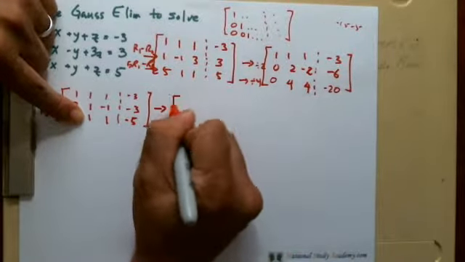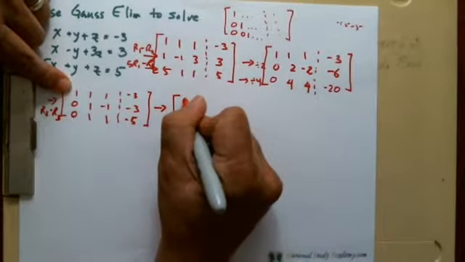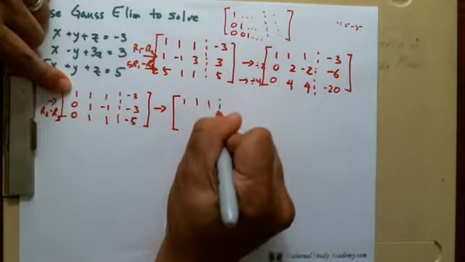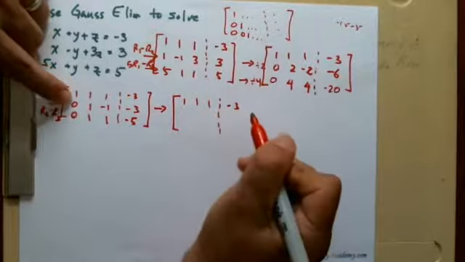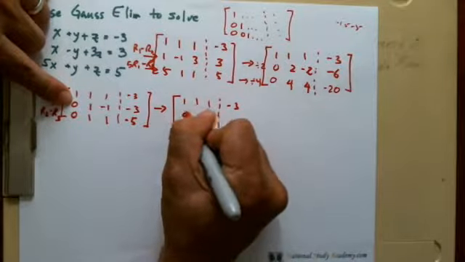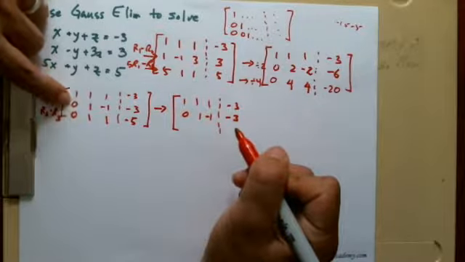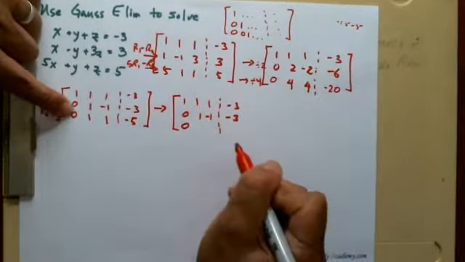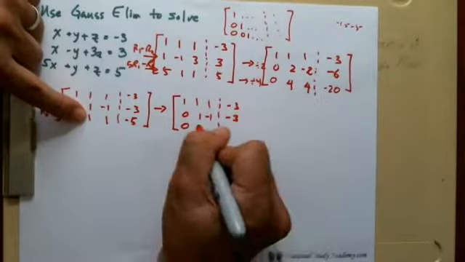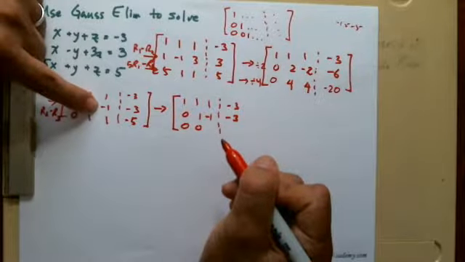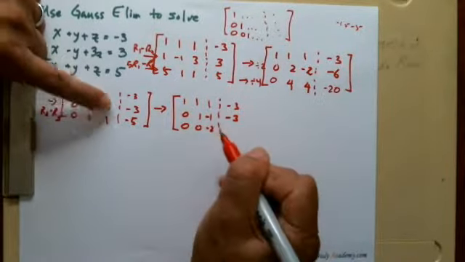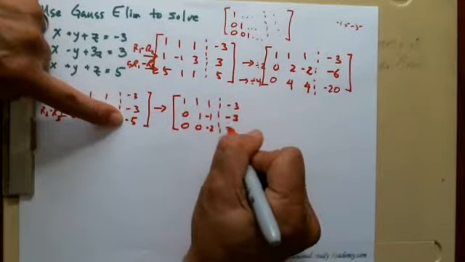So rewriting it, the first row stays the same, 1, 1, 1, negative 3. The second row stays the same, 0, 1, negative 1, negative 3. And then 0 minus 0 is 0. 1 minus 1 is 0. Negative 1 minus 1 is negative 2. Negative 3 minus negative 5 is plus 2.